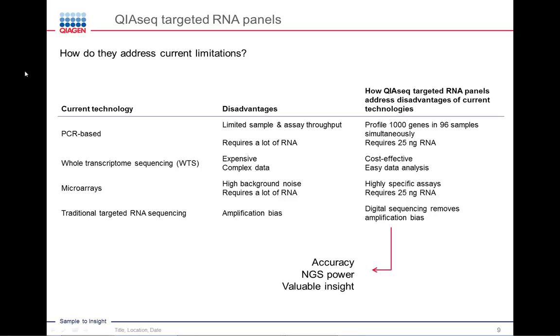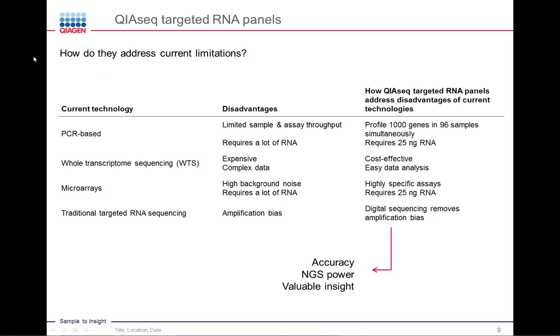So there's a question, does it not include contents for total RNA isolation? So no, the QIASeq targeted RNA panels will contain all the reagents needed for cDNA synthesis, targeted enrichment and library construction, but it does not include any isolation kits. You'd have to purchase the isolation kits separately. But QIAGEN has a wide range of kits that allow you to isolate RNA from many different samples.